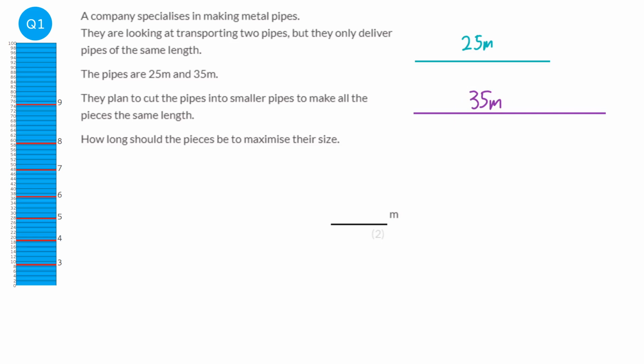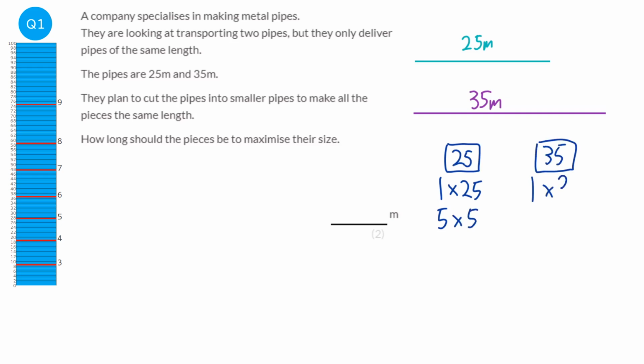So to find the highest common factor, we just find the factors of 25, which is 1 and 25 and 5 and 5, and the factors of 35, which will be 1 and 35 and 5 and 7. And the highest common factor is the highest number in both lists, so it's 5.